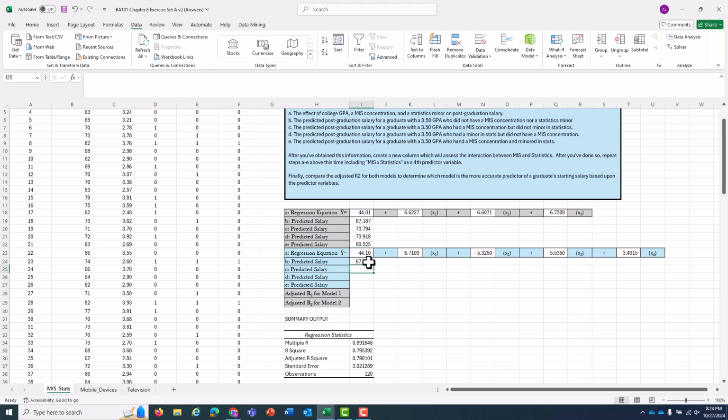67.588. So pretty close right here, but this model is putting a little more emphasis on having a high GPA than the last model did. For C, let's go back and keep going down the line. Just fill in your regression equation.